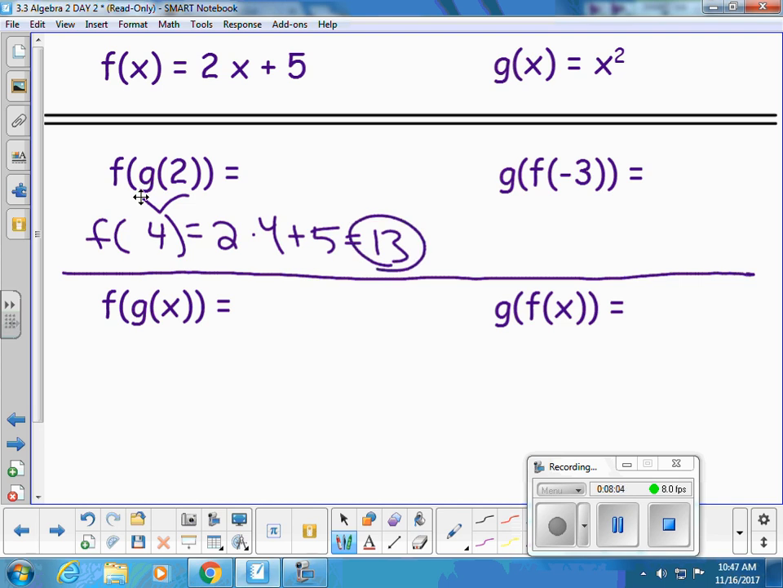Anybody else got the second one figured out? G of f of negative 3. Andrew? It's positive 1. Perfect. So he took a negative 3, went to equation f first, which was 2 times negative 3 plus 5. That gives him negative 1. And then when you take your negative 1 and square it, it gives you a positive 1 for the answer.